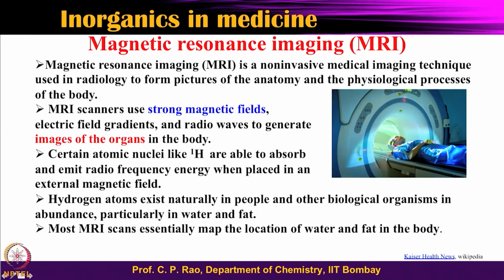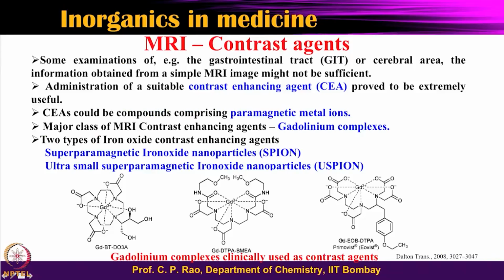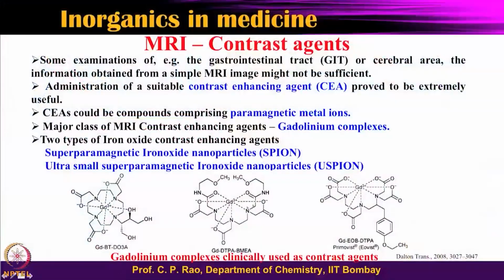Hydrogen nuclei, as we know, are present in biological systems, in organisms, and they are present in great abundance. They are there in the water, they are there in the fat. All of these things you can utilize. Most of these MRI scans essentially map the location of water and fats in the body. So, if that is the case, how do you find the difference between a tumor or any lesion? You can find these by using some kind of contrast reagents.